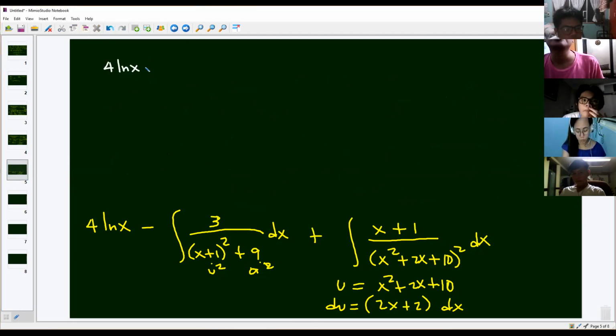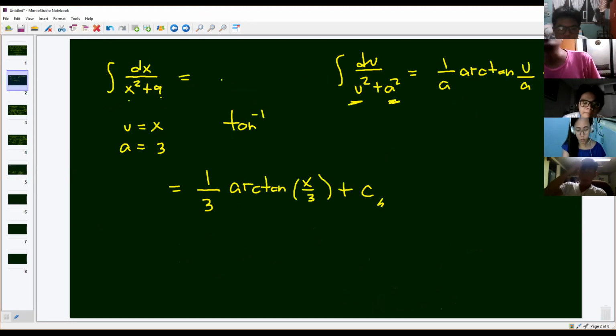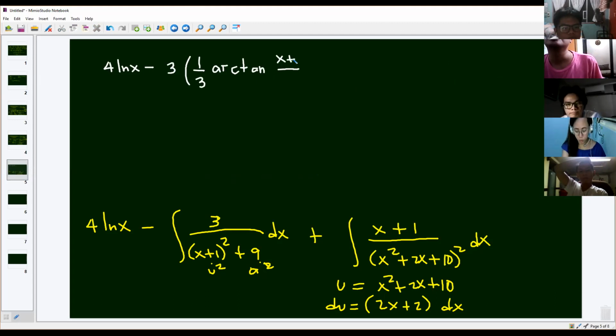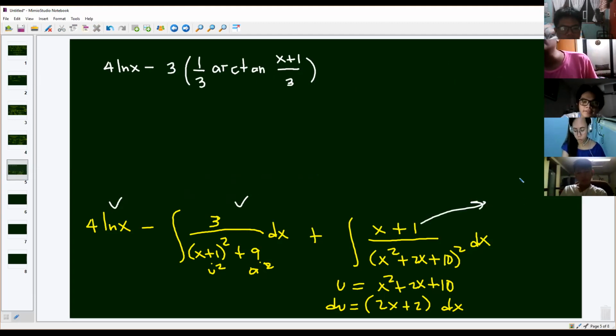Okay, that's fine. Now, here, this is the integral giving 1 over a arctan u over a plus c, because you see that the 3 is a constant outside, then times 1 over a. Our a squared is 9, so a is 3. Then arctan u over a. Our u is x plus 1, and a is 3. Done. So this is good.